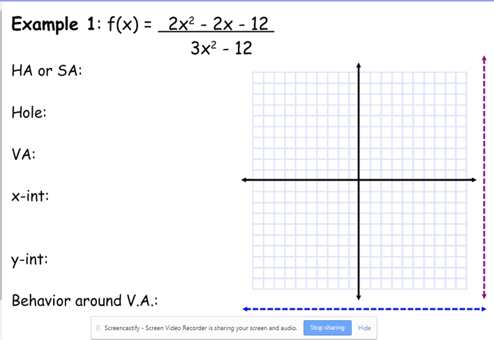Alright, I've got more graph paper if anybody needs it, just give me a holler. Okay, don't use the entire front side on problem number 1.